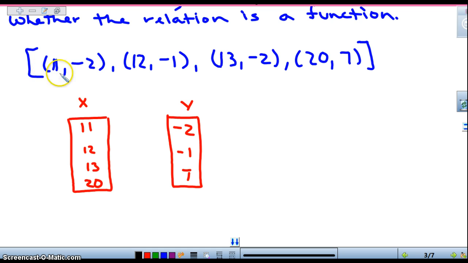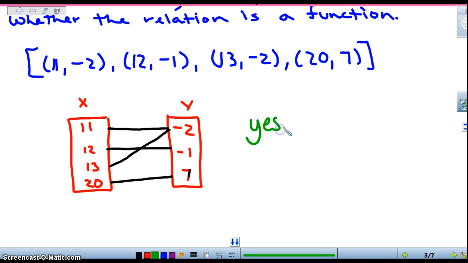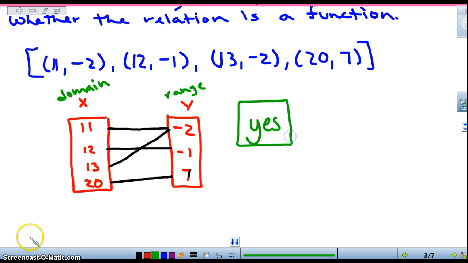We're going to connect our ordered pairs. So 11 to -2, 12 to -1, 13 to -2, and 20 to 7. Would this relation be a function? Yes, this relation is a function. For every x, or for every domain, there is exactly one y. If the domain does not repeat, if for every domain there's exactly one y, then yes, it is a function.